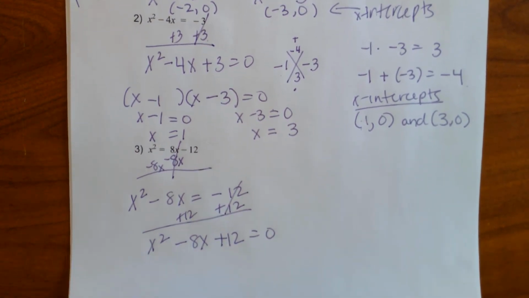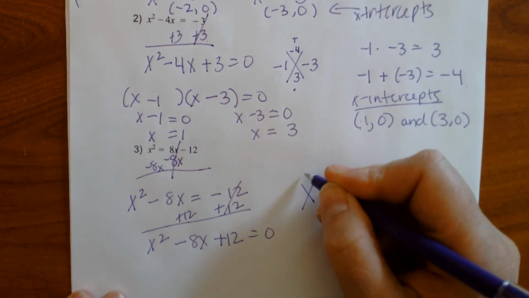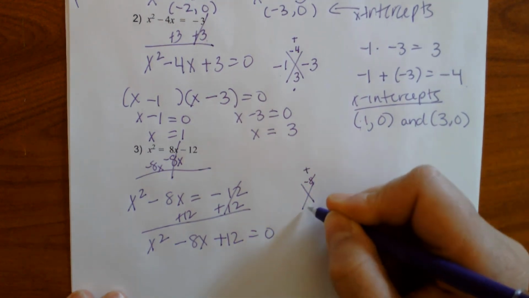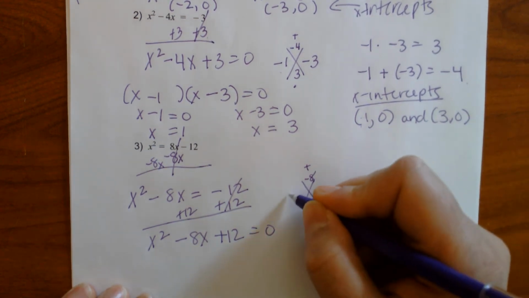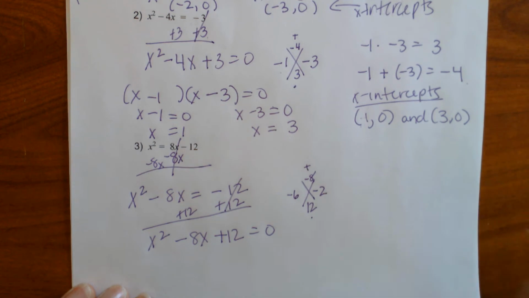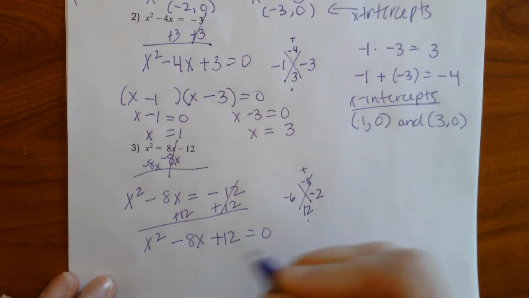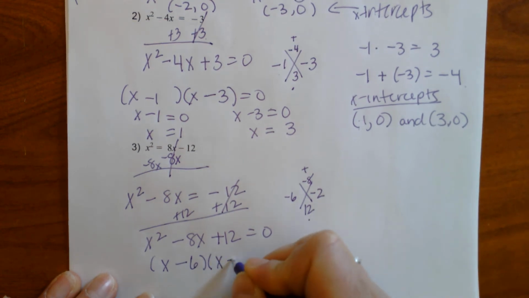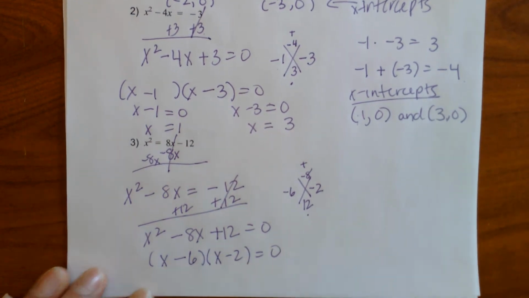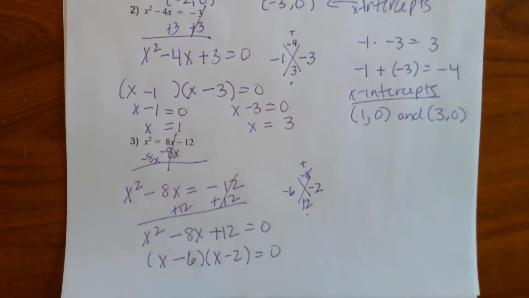Now that it's set equal to 0, I can go through this process again. I'm going to have to factor. I'm going to have to add up to -8 and multiply to +12. And so the two numbers that are going to give us that are -6 and -2. Again, if you need practice with that, then you should practice. Ask me for some sheets, and I will give you some sheets to practice. So our factors are x minus 6 and x minus 2.